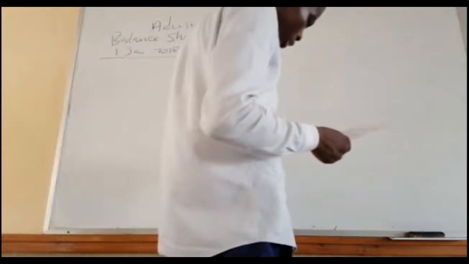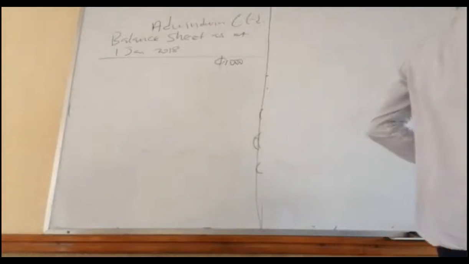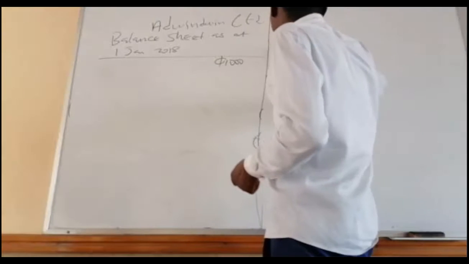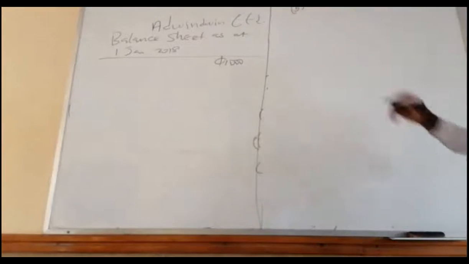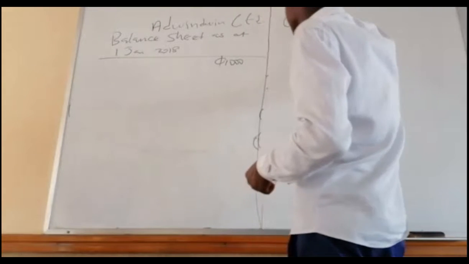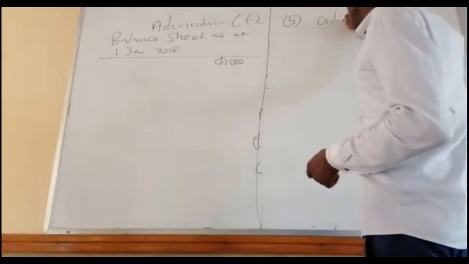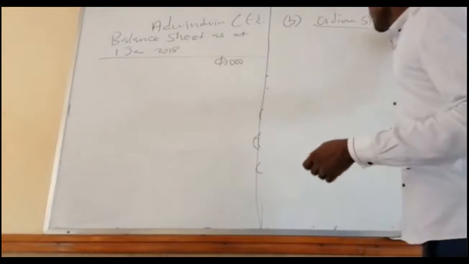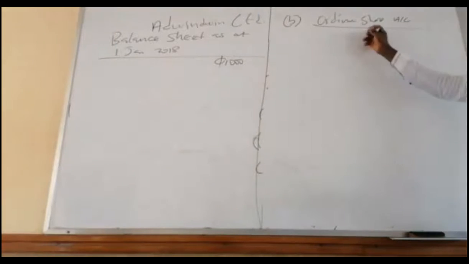Then the B, the workings. So number 2 is the B. So we should do what? 1, capital reduction. 2, we should do ordinary share account. So any other account that you need aside this must be a working for you.